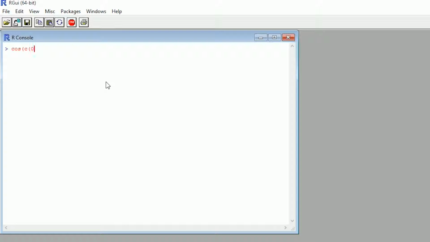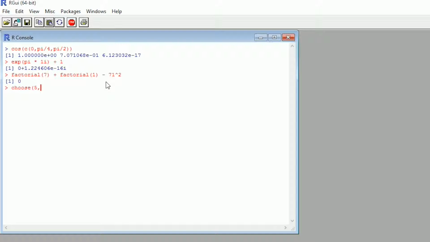So I'm concatenating a vector from 0, pi over 4, pi over 2, and pi. I think I forgot pi. And I just take the cosine of all of them. So pi is an inbuilt constant, of course. There's also Euler's formula. So here we take the exponent of pi times the imaginary unit i, plus 1. And we can also do factorials. So factorial 7 plus factorial 1 minus 71 to the power of 2. And that should give us 0. And there's also a choose function where you can go choose 5 and 0 to 5 using the colon operator.